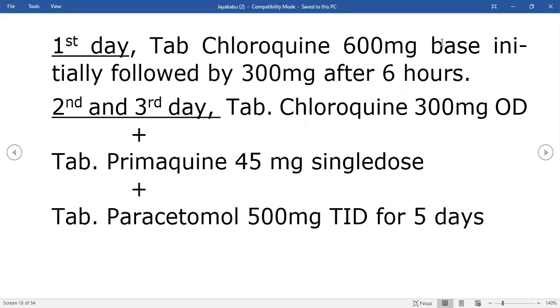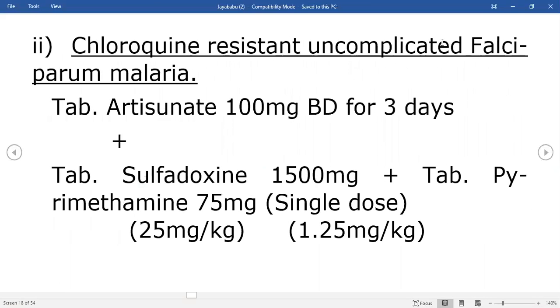On the second day, that is, 24 hours after taking chloroquine 600 mg, you are supposed to give 300 mg on the second day. And on the third day, at the same time, you are supposed to give 300 mg. Plus, you are supposed to put the patient on primaquine as well. That is, a single dose of primaquine plus paracetamol 500 mg or 650 mg to control temperature.